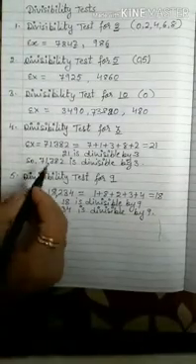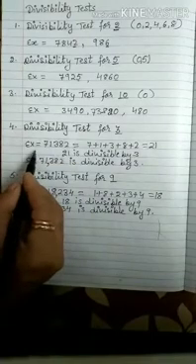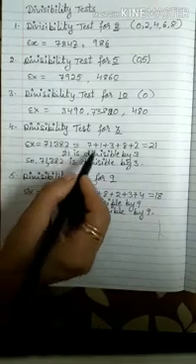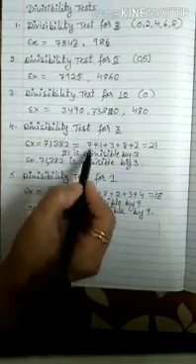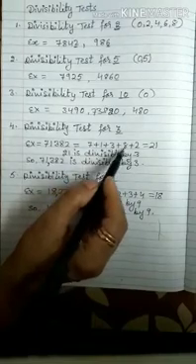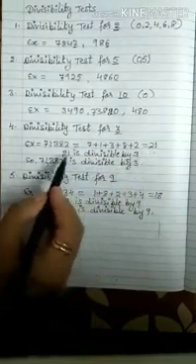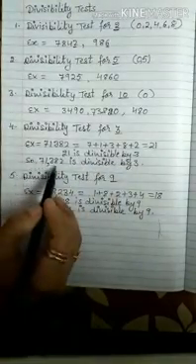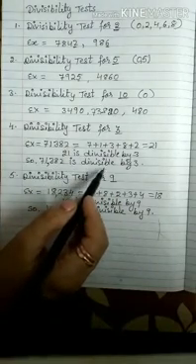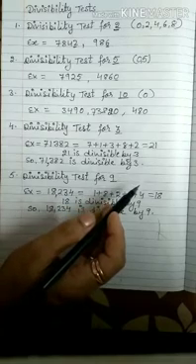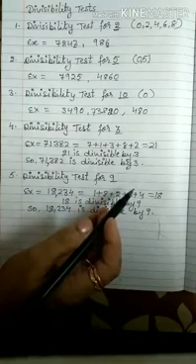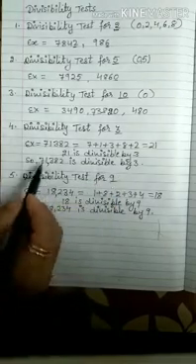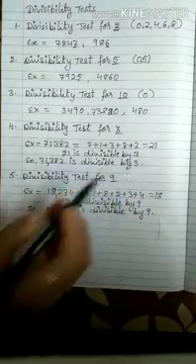Let's continue with the divisibility test for 3. Example: 71,382. We add all the digits. 7 plus 1 plus 3 plus 8 plus 2 is equal to 21. 21 is divisible by 3. So 71,382 is divisible by 3. If the sum of the digits of a number is divisible by 3, the number is divisible by 3.